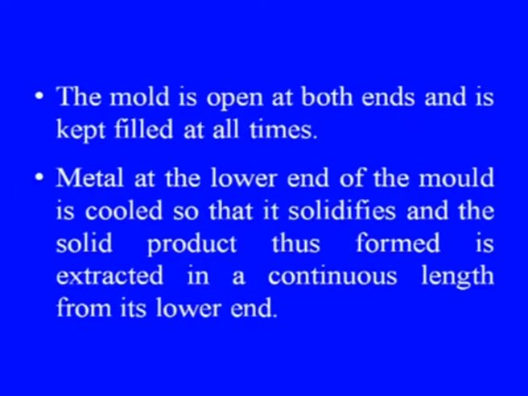In this process, molten metal is transferred from a holding furnace into a special ladle called the tundish. Molten metal from the tundish is poured into the top of the bottomless graphite mold of desired shape. The mold is open at both ends and is kept filled at all times. Metal at the lower end of the mold is cooled so that it solidifies and the solid product thus formed is extracted in a continuous length from its lower end.